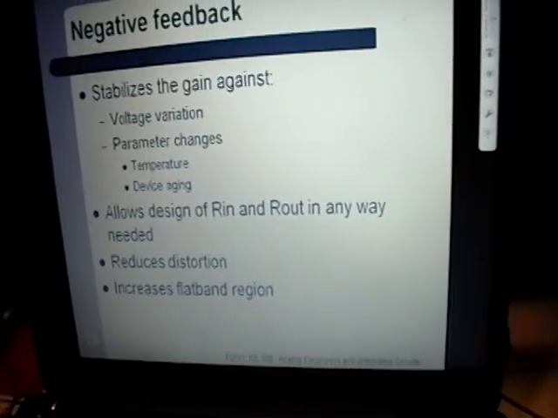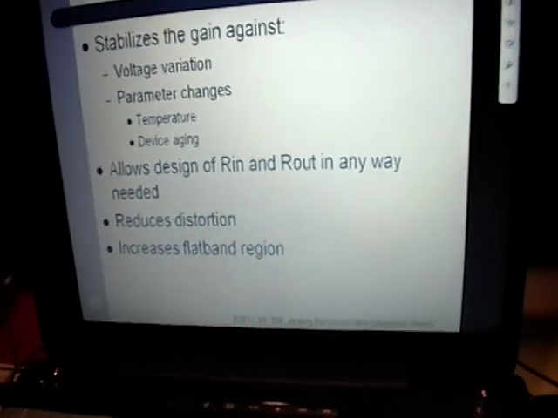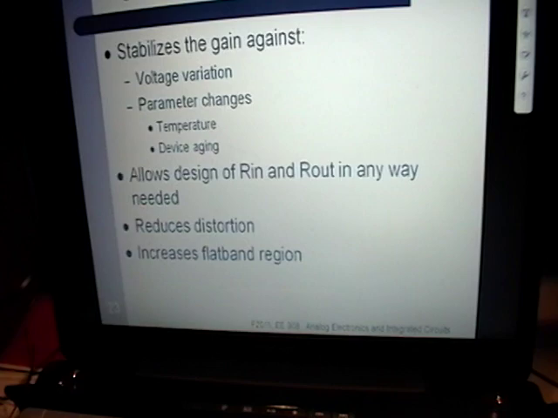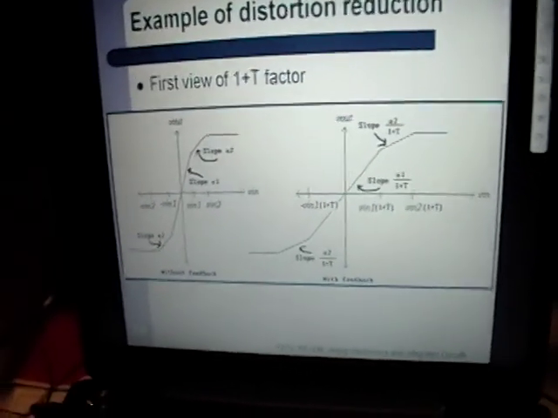Again, if you have a current output, you like a high R out. And when you have feedback on a current output circuit, what happens is R out gets multiplied by 1 plus T. Okay, and here's an example.